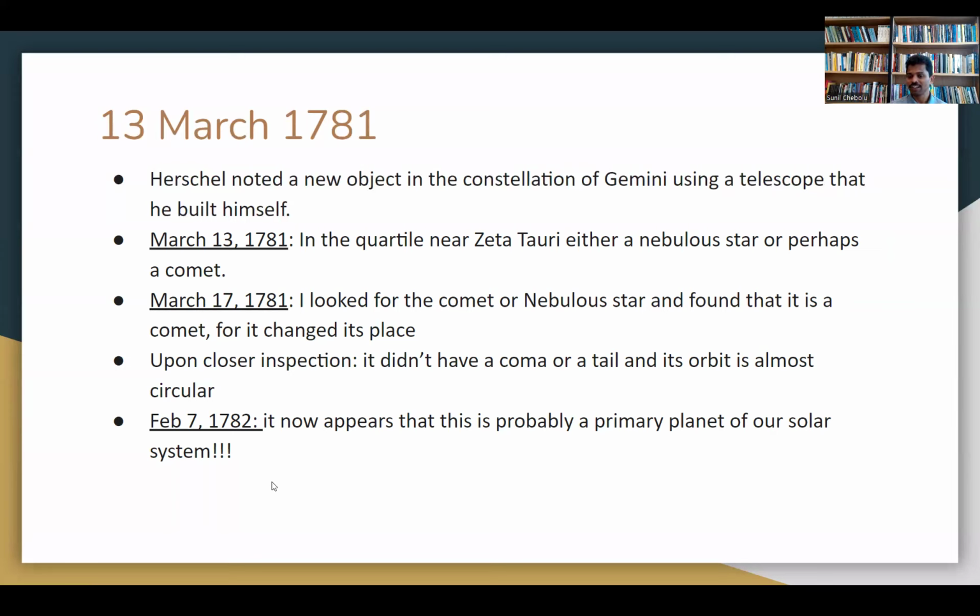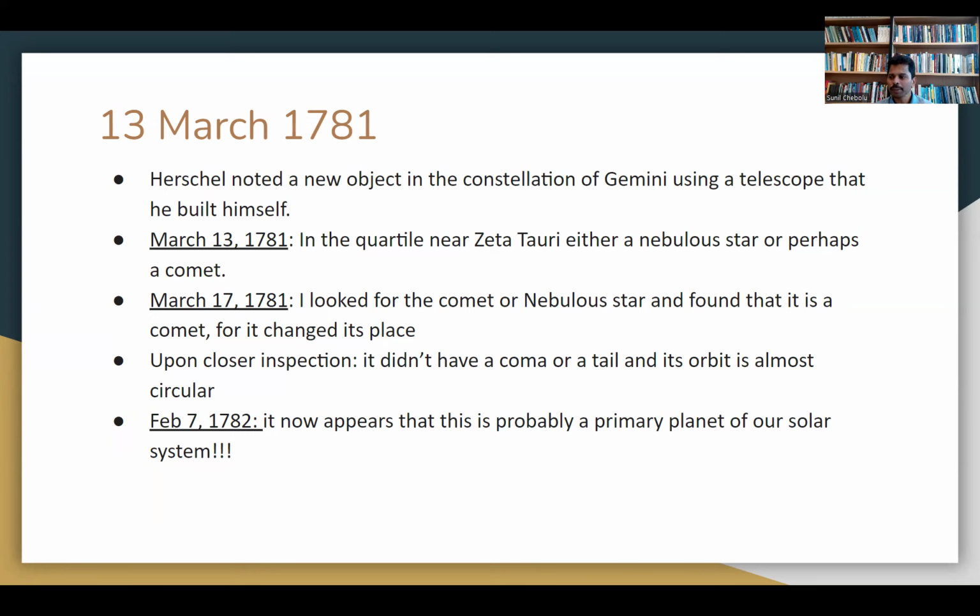It's a beautiful logical deduction, right? And maybe at this point I can also quote Sherlock Holmes: "When you have eliminated the impossible, whatever remains, however improbable it might be, must be the truth." So he eliminated the possibility that it's a comet or a nebulous star. So there's only one thing on the table, so it must be a primary planet.